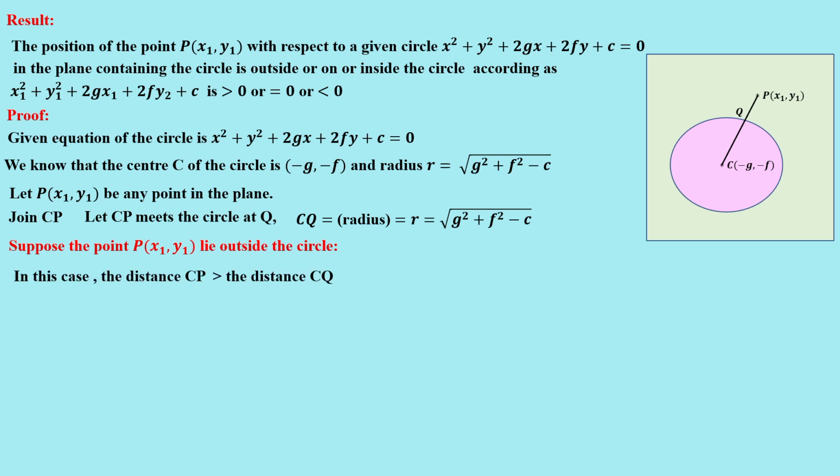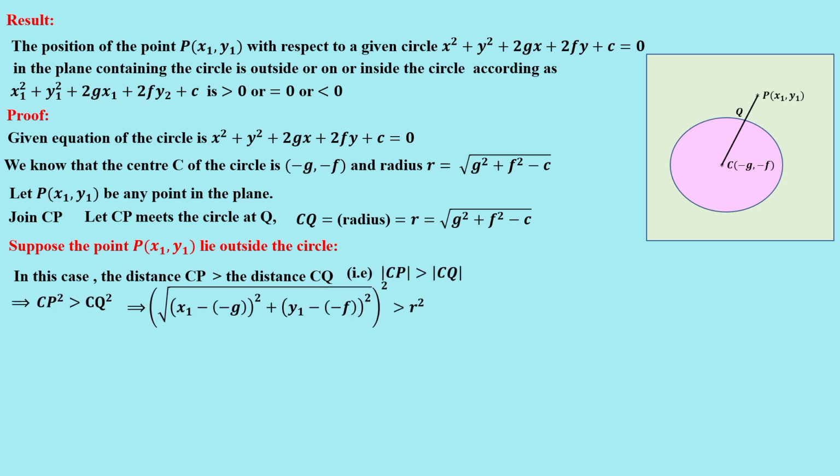In this case, the distance CP is greater than the distance CQ, right? Clearly the distance CP is more than the length CQ. So CP square is greater than CQ square. Using the distance formula, we know the square root of x2 minus x1 the whole square plus y2 minus y1 the whole square. So CP square means x1 minus g the whole square plus y1 minus f the whole square, greater than r square.